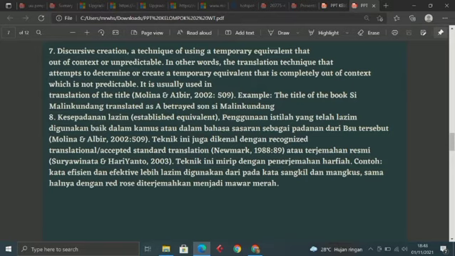Kesepadanan lazim, penggunaan istilah yang telah lazim digunakan baik dalam kamus atau dalam bahasa sasaran sebagai padanan dari BSU tersebut. Molina dan Albir, 2002, halaman 509. Teknik ini juga dikenal dengan recognized translation, Newmark, 1988, halaman 89. Atau terjemahan resmi, menurut Suryawinata dan Haryanto, 2003. Teknik ini mirip dengan penerjemahan harfiah. Contoh, kata efisien dan efektif lebih lazim digunakan daripada kata sangkil dan mangkus.